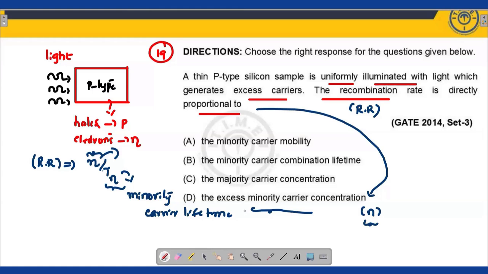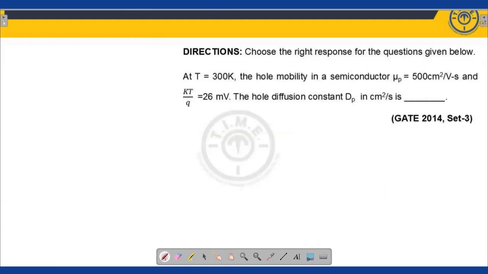Next, question number 20. This was also asked in 2000, and this particular question is also very important. Now, he has given the hole mobility in a semiconductor, mu p, meaning a P-type semiconductor, and he is asking for the hole diffusion constant Dp. He has given the T value and kT by q.